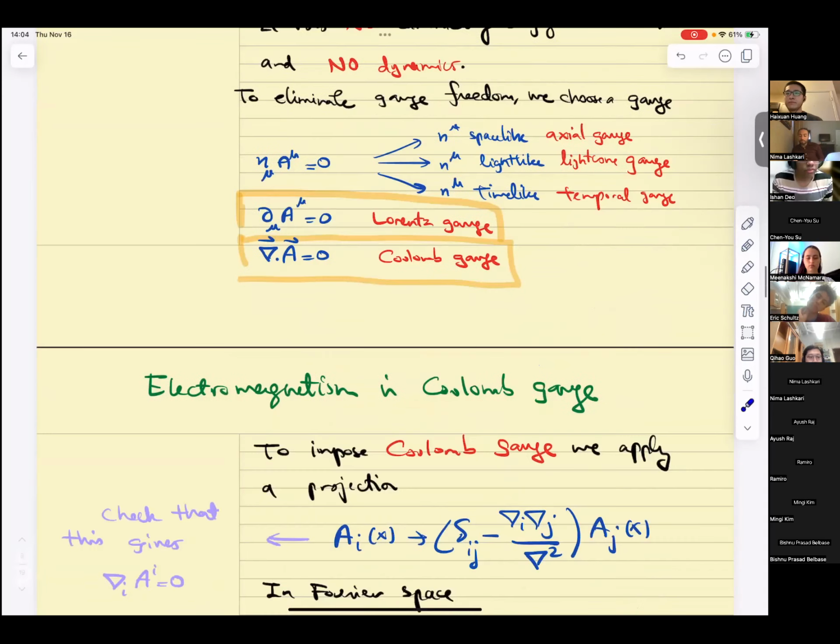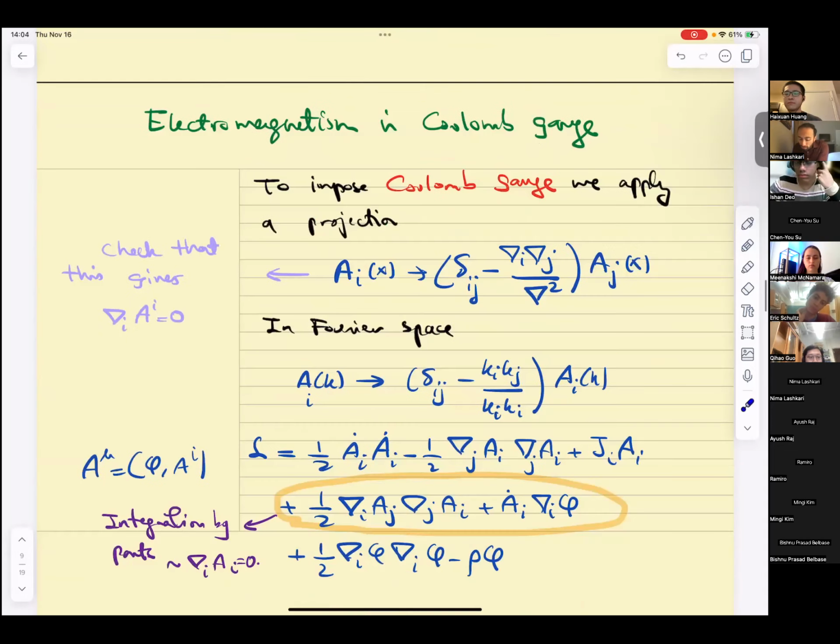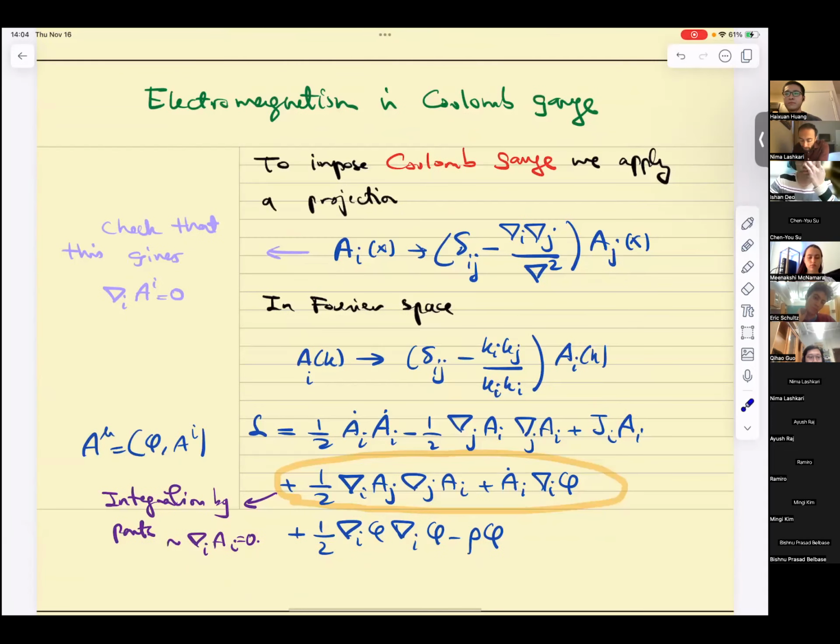So, electromagnetism in Coulomb gauge. To impose Coulomb gauge, we apply the following projection. I discussed this previously in lecture 9, 10, whatever it was. You take A_i(x), the 3-vector potential, and act on it with this projection. This projection basically makes sure that ∂_i A_i is 0.